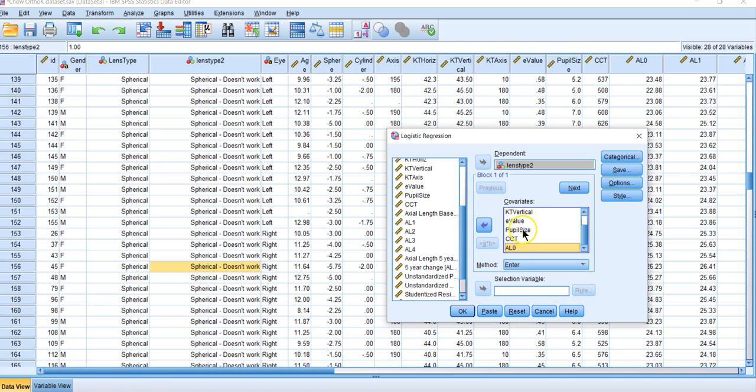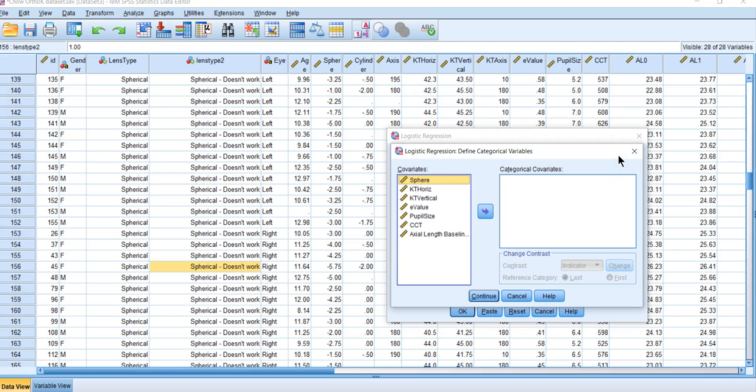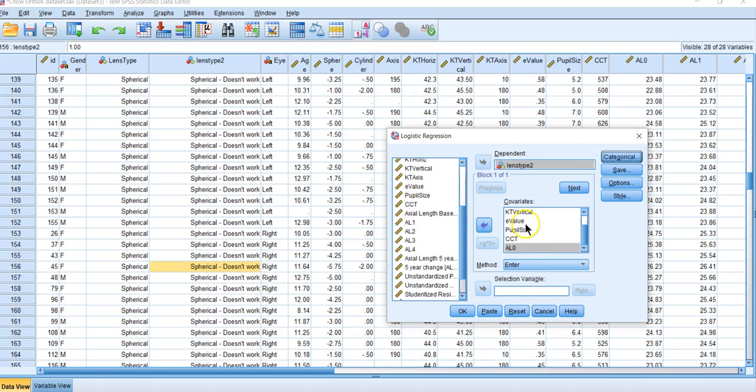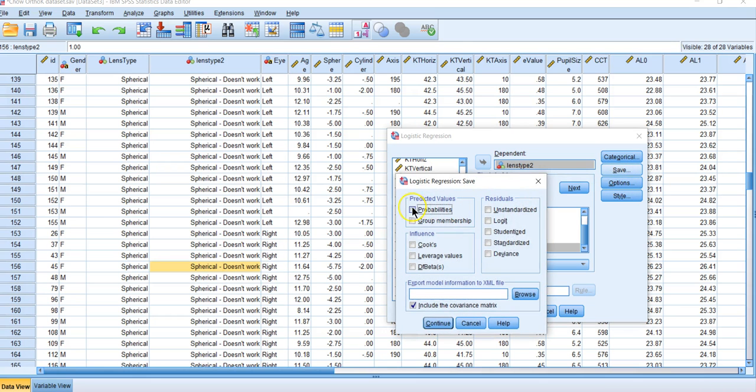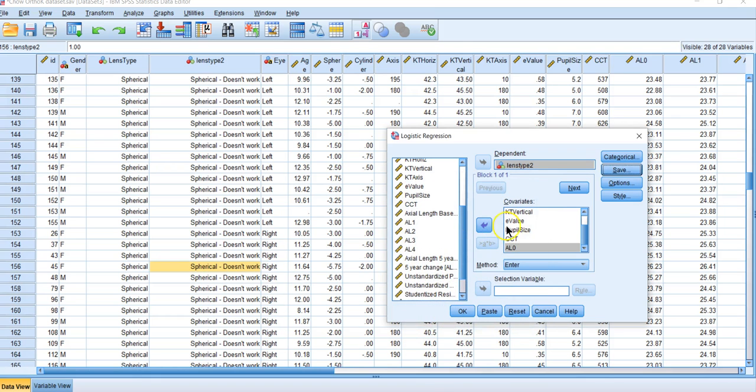So here we go. Let's look and see. This categorical one is asking, are any of these variables categorical? Because if we were doing analysis of variance and had groups, we would have that fixed factor plus the covariance for continuous. We don't have any of those here. We can save our predicted probabilities again. That'd be fine. Save us from doing that equation.